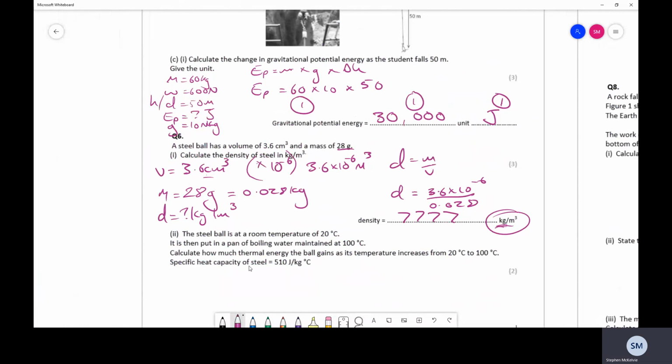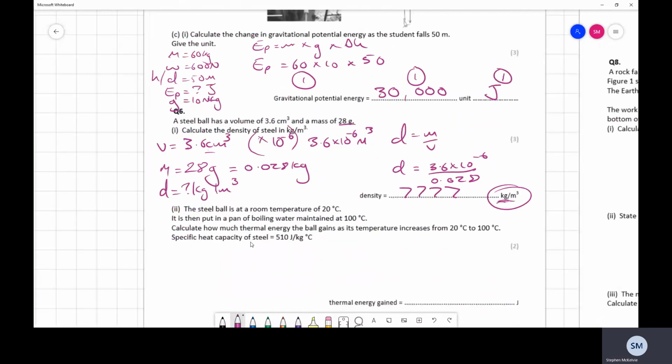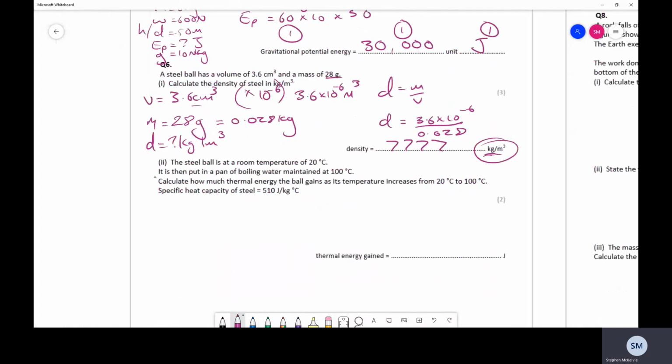The steel ball is at room temperature of 20 degrees Celsius. So the temperature, that's time, pardon me, incorrect, second mistake. Yeah, the temperature is equal to 20 degrees Celsius. It is then put in a pan of boiling water, maintained at 100 degrees Celsius. Oh, right, okay, so that's going to be theta 1, temperature 1. Theta 2 is going to be 100 degrees Celsius. Calculate how much thermal energy we're looking for, Q, and I don't know how many joules.